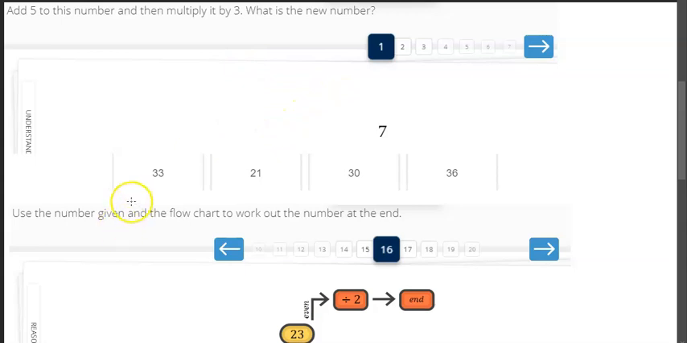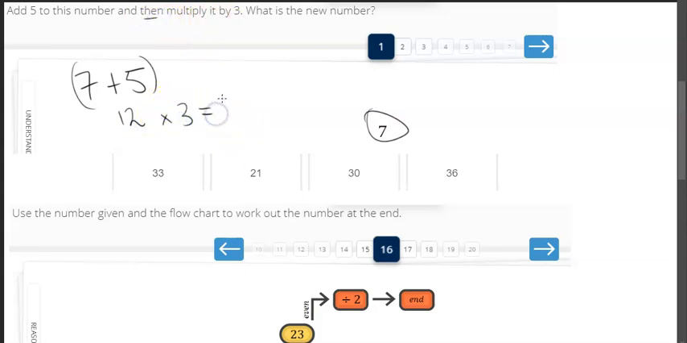Now firstly, many students always ask what number they are referring to. It's the number in the center of the question, okay? So when we're adding 5 to this number, we're adding 5 to the number 7. And then whatever we get, in this case we get 12, we're then going to multiply it by 3. So 12 times 3 is 36. In this case, this is your answer.